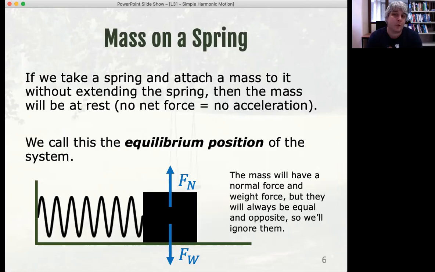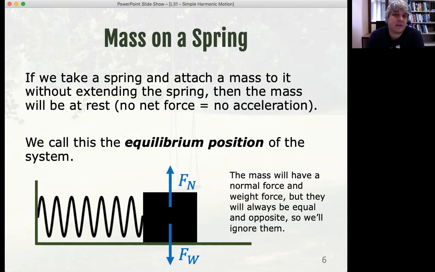There will be a normal force and a weight force. We've got a weight force because we're doing this experiment on Earth. We've got a normal force because the object is resting on a surface, so there must be a normal force to stop it falling in towards Earth. But they'll always be equal and opposite in what we're doing, so we're going to ignore them for this little discussion of a mass on a spring system.